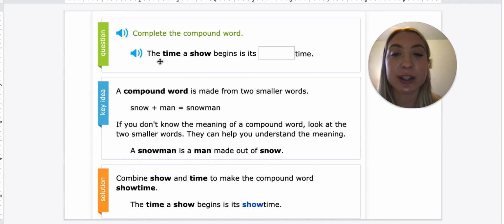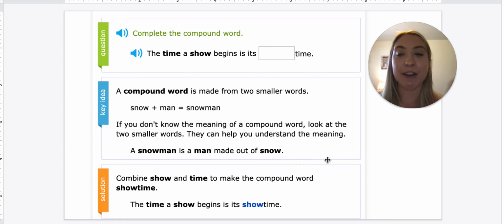So here it goes, the time a show begins is its show time. So we made our own compound word. Another example would be snowman. We're making a compound word from two smaller words. Snow plus man equals snowman. If you don't know the meaning of a compound word, look at the two smaller words. They can also help us understand the meaning. So a snowman is a man made out of snow.